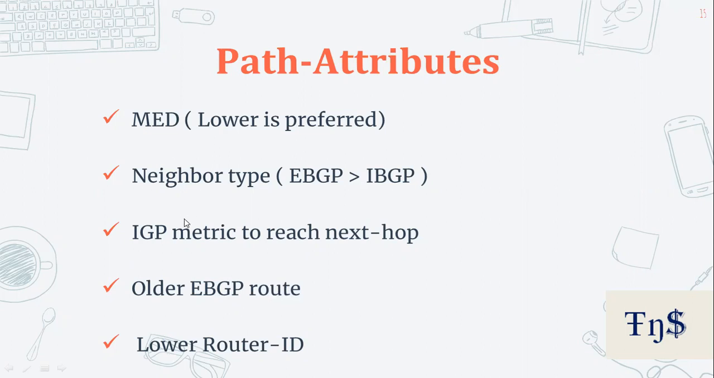If nothing is tied till here, after older EBGP route, then the lower router ID will be the tiebreaker, right? The router ID cannot be the same, so the lower router ID will be considered the best one. So this was all about the path attributes.